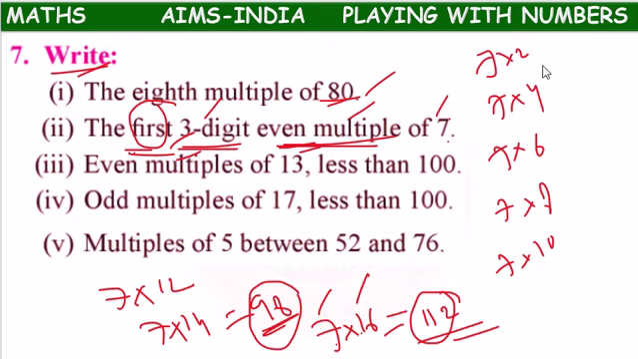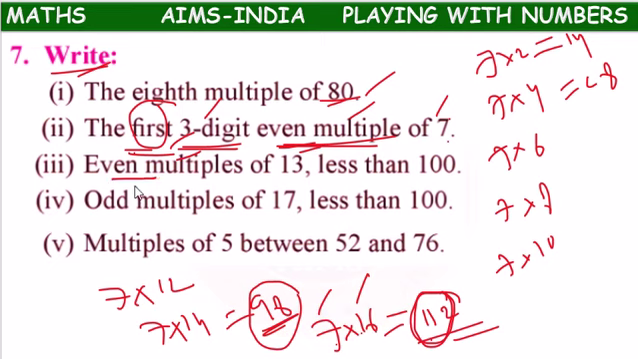Means 112. Because 7 2 times 14, 7 4 times 28. These are all up to 98, 2-digit numbers. So 112 is the 3-digit multiple of 7 and that is also an even multiple.